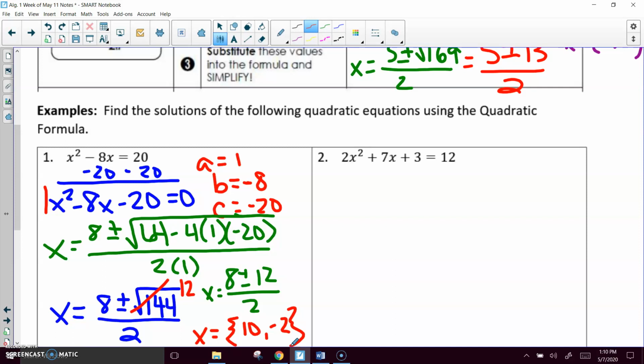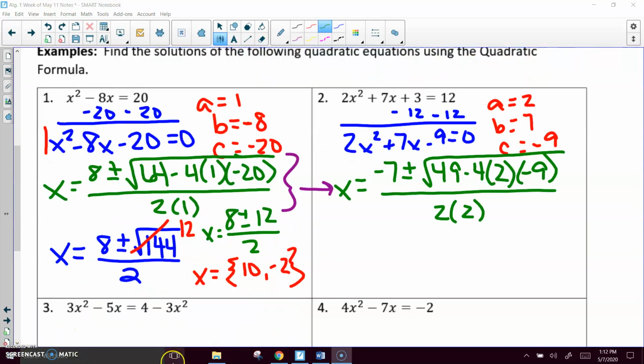All right. Question number 2. I want you to hit pause and I want you to work up to the point of setting up the quadratic formula. Okay, what I have in this green step right there, I want you to stop at that point. We should have x equals negative 7 because it's negative b, and my b value this time is positive. So negative 7 plus or minus the square root of 49 minus 4 times 2 times negative 9.